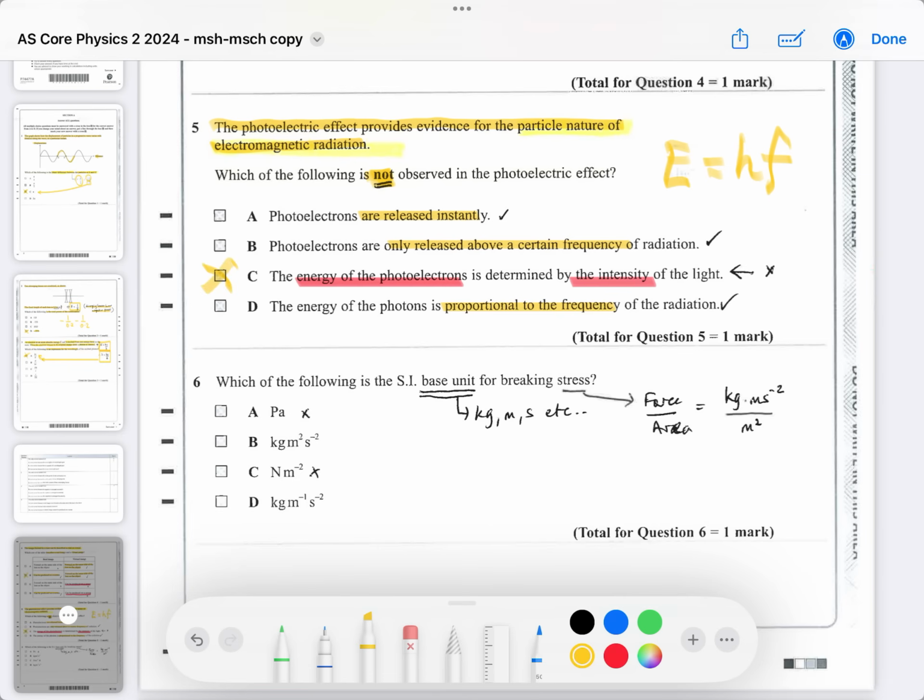Question 6 is about units. Which of the following is the SI base unit for breaking stress? So you want base units. Base unit means kilograms, meters, seconds, and whatever else is a base unit you need to know. So those are the only three you need for this question. So for breaking stress, stress is force over area, and you should be able to work out the force is kilograms meters per second squared, because it's mass times acceleration, divided by the area, meters squared. So you're going to get kilograms meters to the -1, seconds to the -2 if you simplify it. So the answer is D.